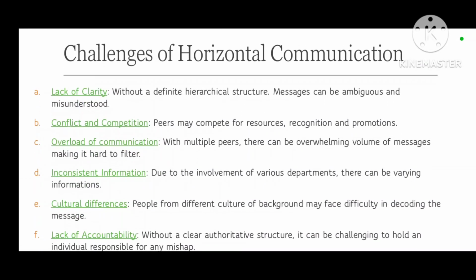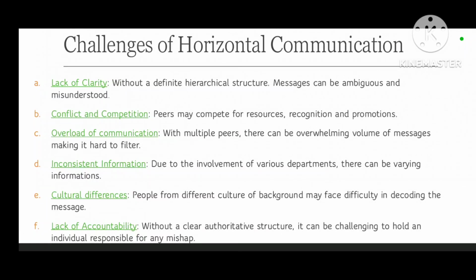Now we will see the challenges of horizontal communication. We find that horizontal communication is good, but all types of communication have their own pros and cons. So first is lack of clarity. Without a definite hierarchical structure, messages can be ambiguous and misunderstood.